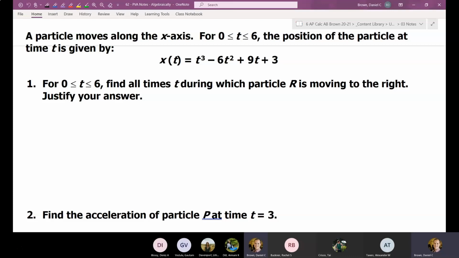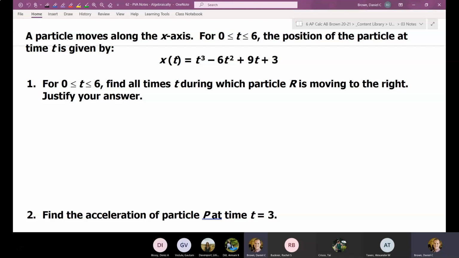These problems, when you're doing PVA, I like to say that they're basically, in many ways, like finding intervals of increasing and decreasing, or finding intervals of concavity, but we're just putting a different name on it. Instead of saying the first derivative, we're just calling it velocity. Instead of saying horizontal tangent line, we're saying the particle is at rest. So it's really just the same stuff that you have been doing.